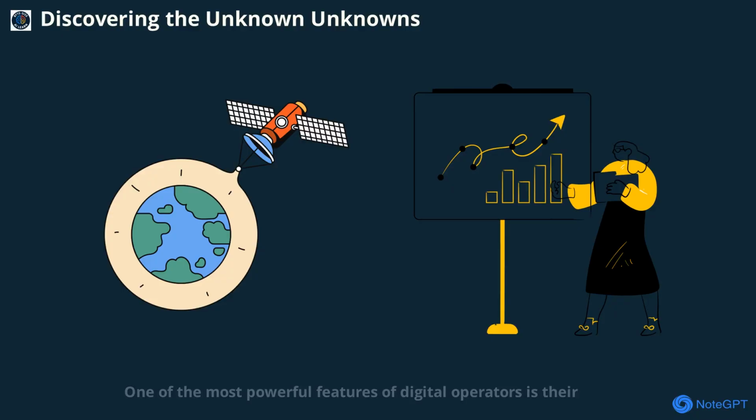One of the most powerful features of digital operators is their ability to uncover opportunities you might not even be aware of. Ask your AI, based on my role, what are 10 things you can do to make my life easier? You'll be surprised at the creative and practical solutions it can offer, often revealing hidden efficiencies and new possibilities.